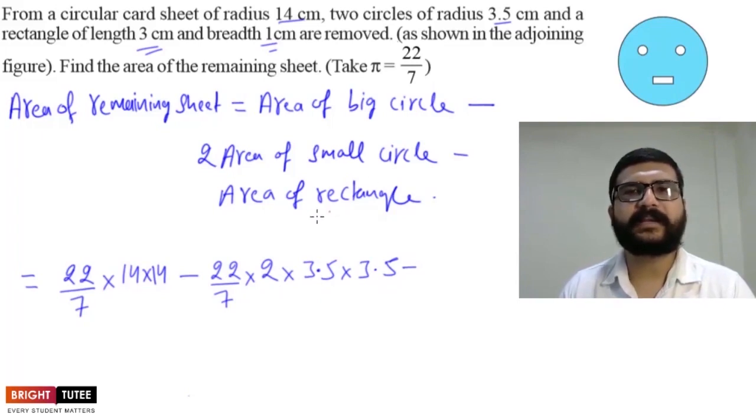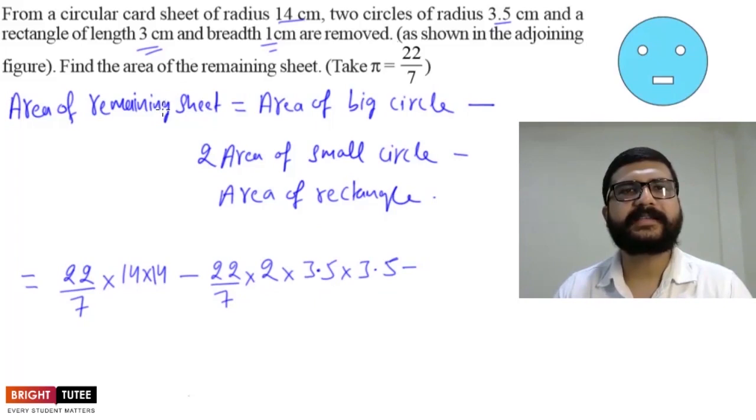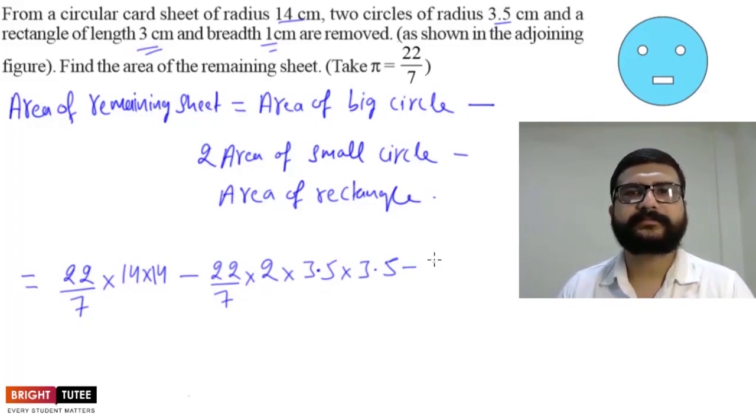Now we have to subtract the area of the rectangle from here. And how do we find the area of a rectangle? It is length into breadth. So that will be 3 into 1.